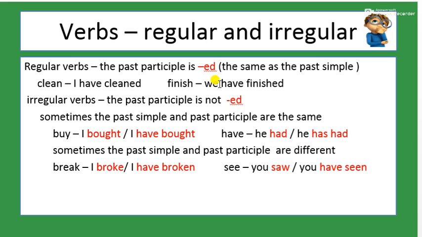Irregular verbs. The past participle is not ed. Sometimes the past simple and past participle are the same. Buy, I bought. I have bought. Okay, same. Have, he had, he has had.